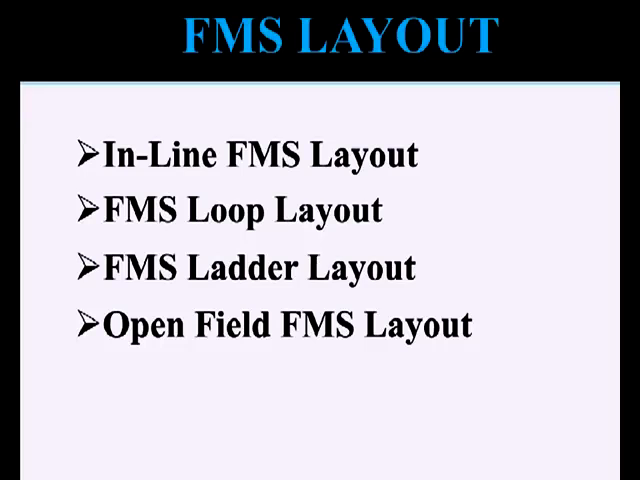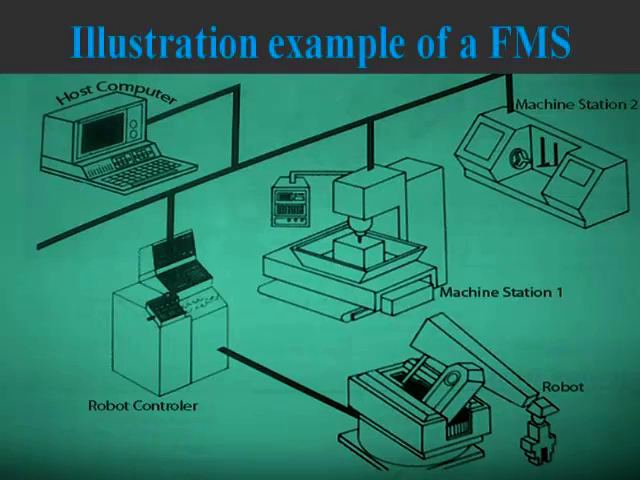I gave you the brief sketch of the layout in the initial stage of this lecture: inline FMS layout, FMS loop layout, FMS ladder layout, open field FMS layout. Progressive layout, all parts in the production process follow the same progression through the machining station, best for producing a variety of parts. Closed loop layouts, arranged for the general order of processing for a large variety of parts.